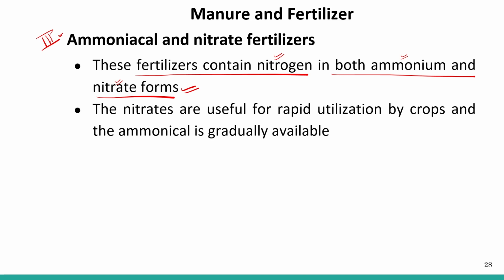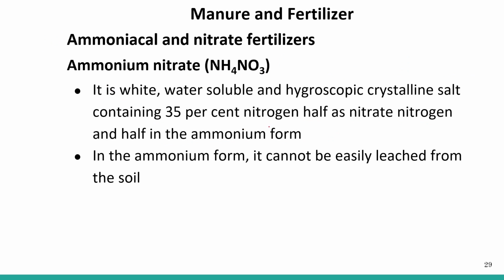The nitrates are useful for rapid utilization by crops. So nitrate is readily available for the crops and ammoniacal is gradually available. Okay, so both types are present in this form of fertilizer. The first example of ammoniacal and nitrate fertilizer is ammonium nitrate, NH4NO3.